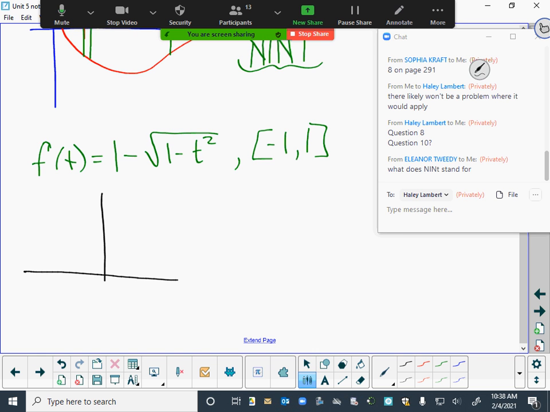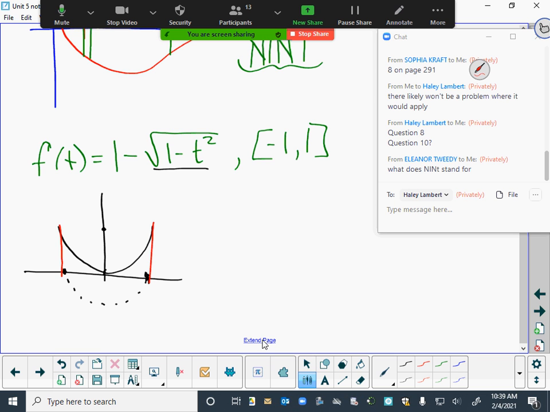Graph looks like this. This is the bottom half of a circle shifted up 1 from the origin. Okay, so the center of the circle would have been there. Before the circle was down here, it was radius 1. And the bottom half would have been down here. But when we shift that up 1, then now it looks like this. And we're looking for the average value of that function.